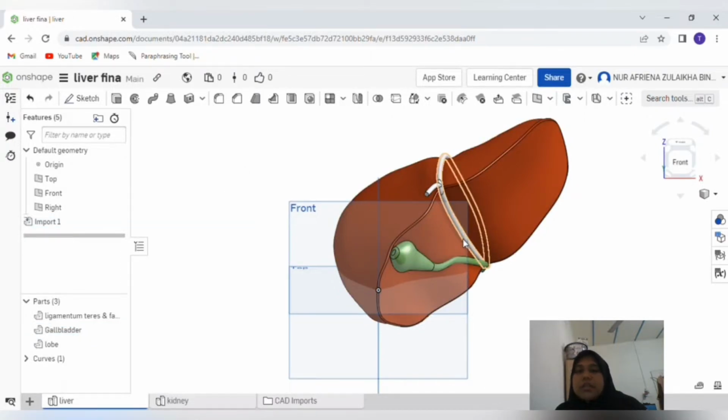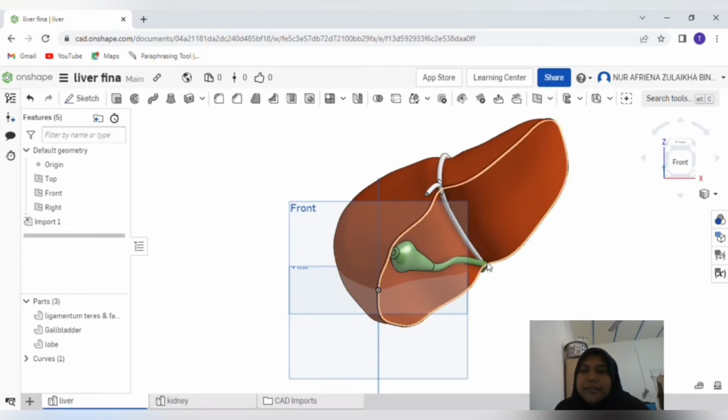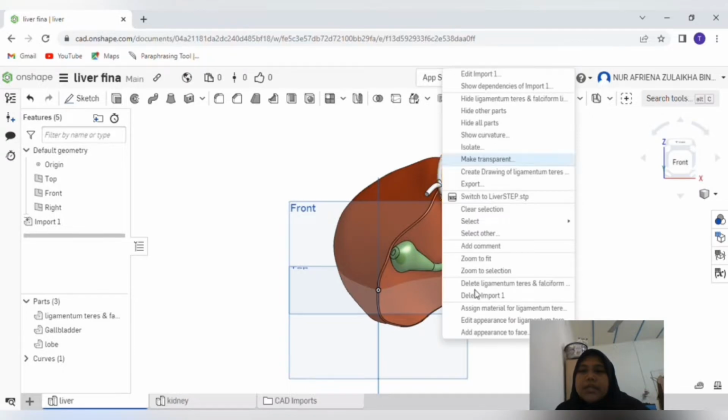And for the ligamentum teres, falciform ligament, and also the coronary ligament at the top of the liver, it is in peach color.